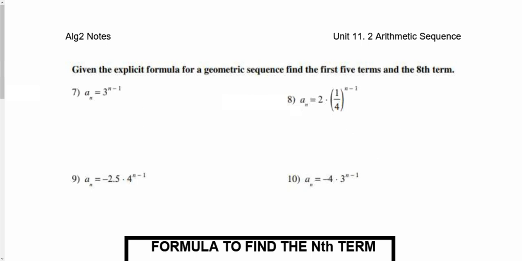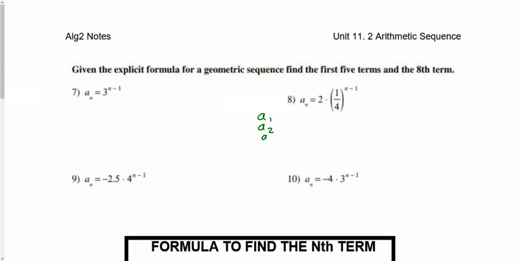Every sequence has an explicit formula. And we're probably not going to do every single example here. We'll probably just do one of them because they're all kind of done the same. Maybe we'll do two. We'll do number 8. So it says, given the explicit formula for a geometric sequence, find the first 5 terms, and then also find the 8th term. So this is all calculator work.